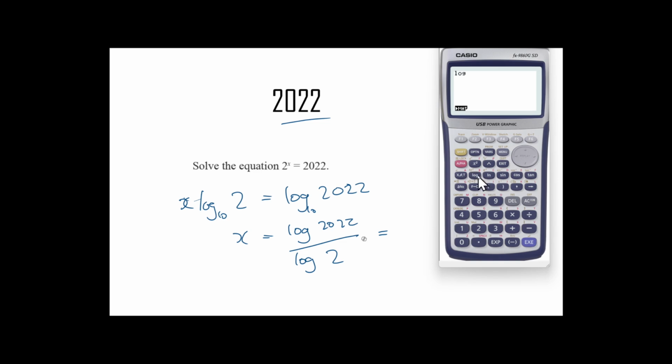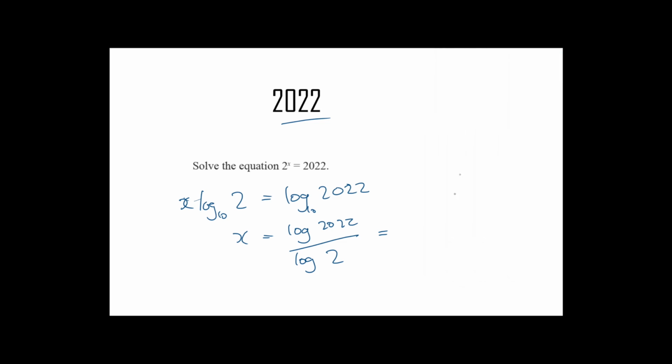So log of 2022 is that, divide that by log of 2, and we get 10.982. Yeah, let's move on.